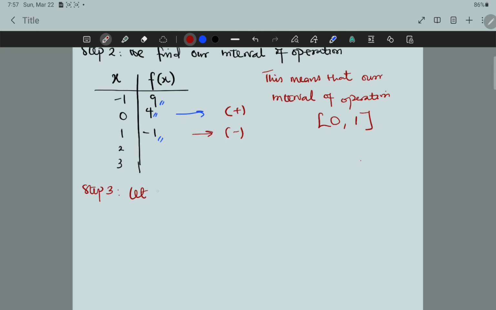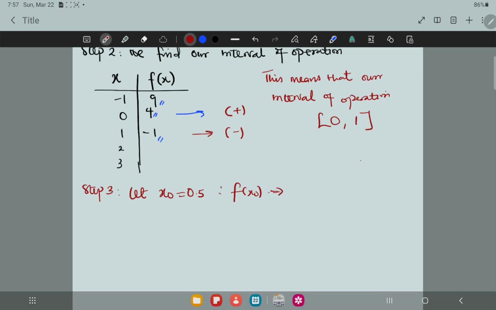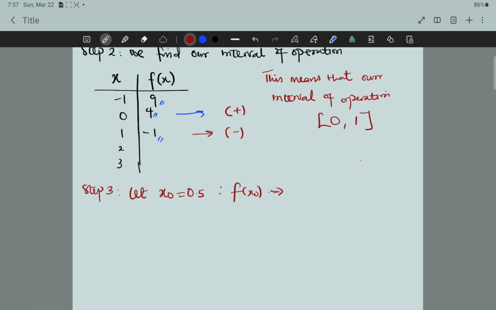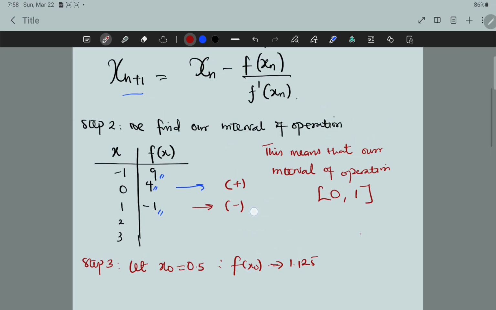You see that x0 equals 0.5. Do you understand? So what is f of x0? Let's calculate. If you calculate at 0.5, you're going to have 1.125. Do you understand? So now, what is the differential of this function itself?